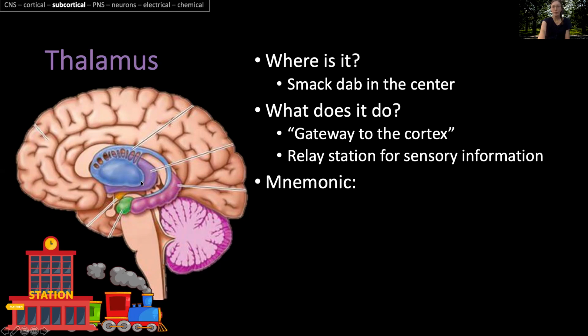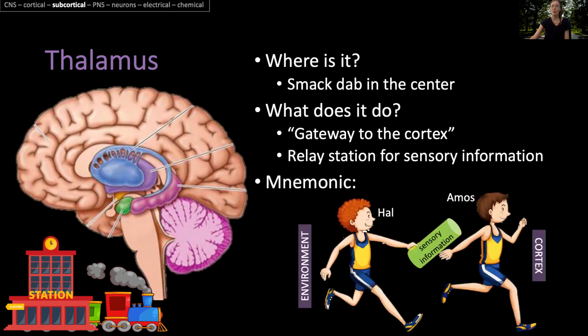What it does, it's commonly referred to as the gateway to the cortex. And it's called this because it's kind of like a little train station right in the center of your brain that most sensory information, so your visual stimuli, your auditory stimuli, smells, things like that, will all have to pass through this structure before it can get rerouted to where it needs to go to the appropriate region of the cortex. And it's kind of known as a relay station for sensory information. Things need to pass through this structure, which is why the mnemonic to help you remember it is Hal and Amos running a relay race, passing sensory information from the environment to the cortex.